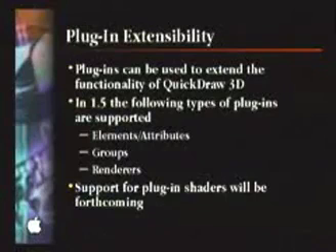In 1.5, we have 3 types of objects that are extensible. That is, elements and attributes, groups, and renderers. Renderers being probably a very significant one for our functionality. And as David referred to earlier, support for plugin shaders will be forthcoming, which I suppose means real soon now.